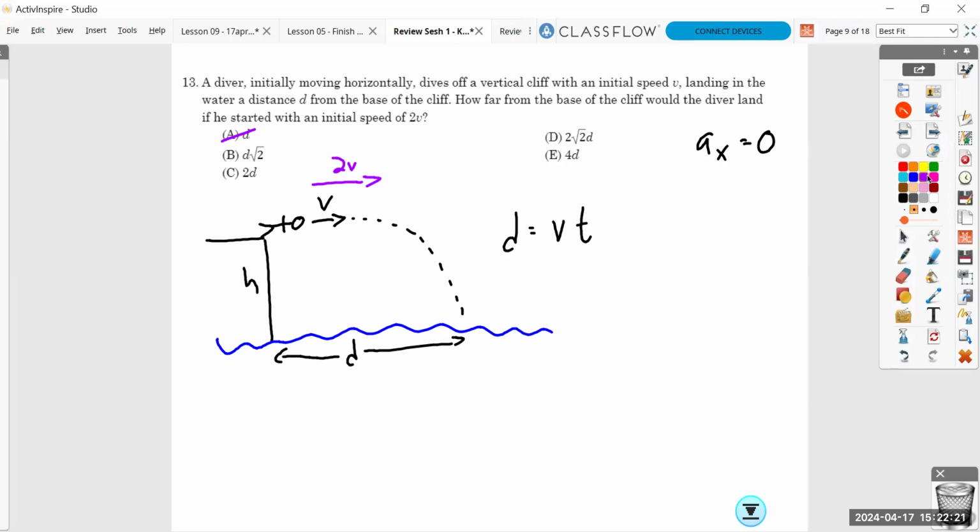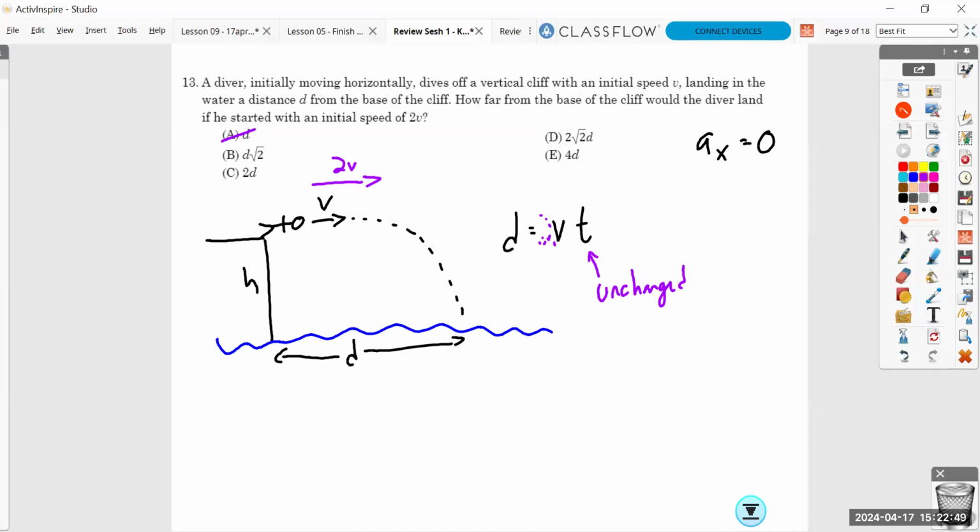Now, we know that our speed is doubled. So the real question here is, what's happening to the time that it takes for the diver to hit the water? It's squared, right? Oh, wait, no, this is in time. Because the Y isn't changing. It is totally unchanged. The diver hits the water in the exact same amount of time, because time is a function here.